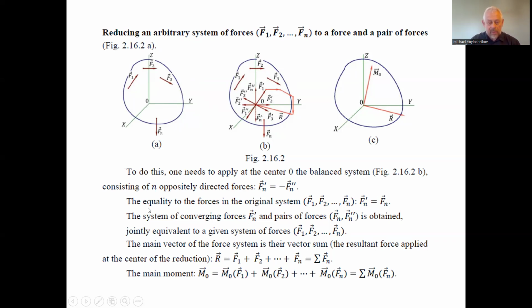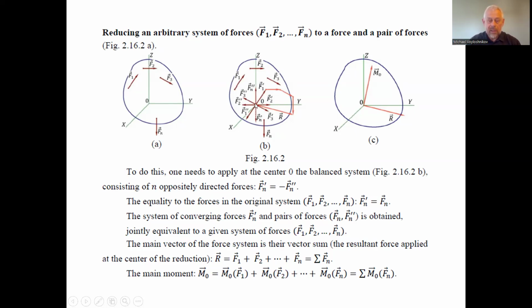For each of the forces, we put a couple of balanced forces. For example, for the force F1, we put the balanced system of forces applied at the point of the reduction, moving the force F1 to the point 0, the point of the reduction, the coordinate reference point. We have F1 stroke and F1 two stroke, balanced forces.